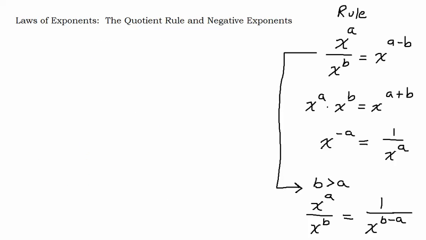So let's say you had 5 to the negative 2, and you were supposed to figure out what that was. If you punch 5 to the negative 2 into your calculator, it's going to say 0.04, or as a fraction, 1 over 25, if your calculator does fractions.